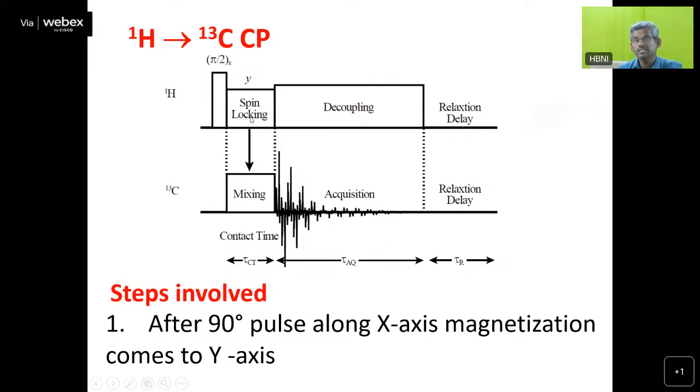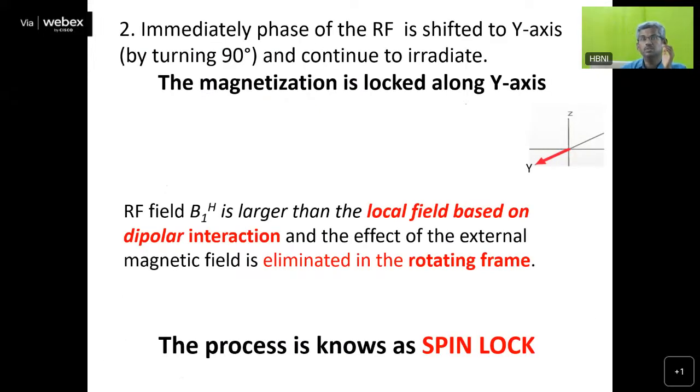So whatever magnetization has come on the Y axis remains there because there is a locking, or there is an irradiation of magnetic field going on along the Y axis. So we flipped the magnetization from the X axis to the Y axis, and we are retaining the magnetization in the Y axis with the help of a radio frequency pulse which is applied along the Y axis. That is what we call the magnetization locked along the Y axis.